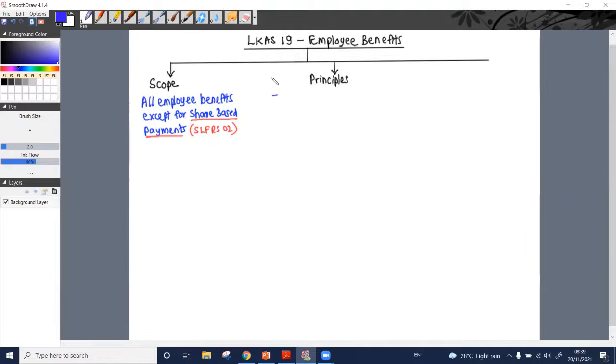Yes, all these things are benefits for the employee. But if you consider it from the business perspective, from the company perspective, all these benefits for the employees are what? Expenses for the employer. These are expenses. So how can a company recognize these expenses?